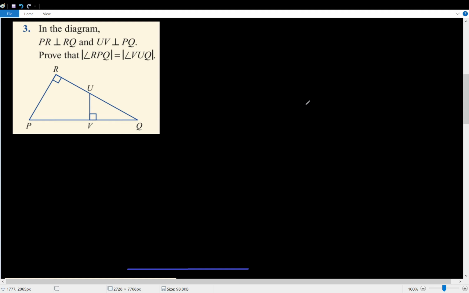This is question 3 in exercise 23.3 in Project Maths 2. In the diagram, PR is perpendicular to RQ and UV is perpendicular to PQ. We have to prove that the angle RPQ is equal to the angle VUQ. So RPQ is the angle down at P in the bottom left, and VUQ is the angle just in the middle, right by U, but to the right of it.